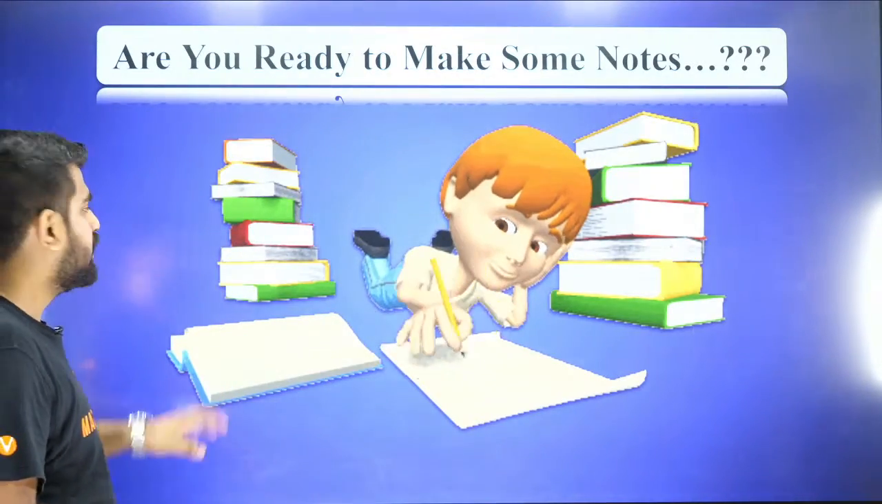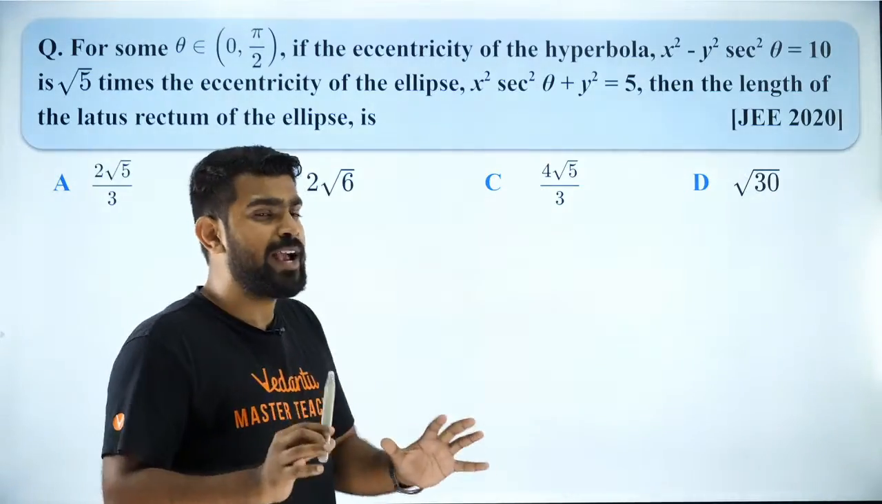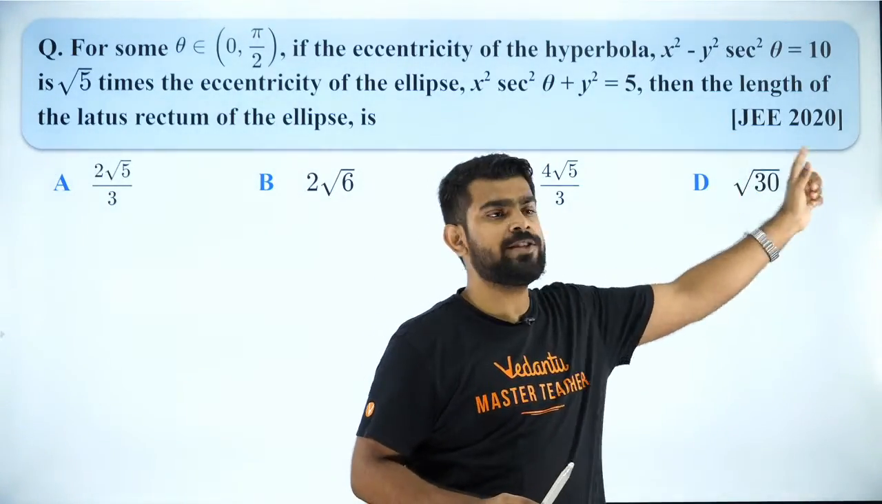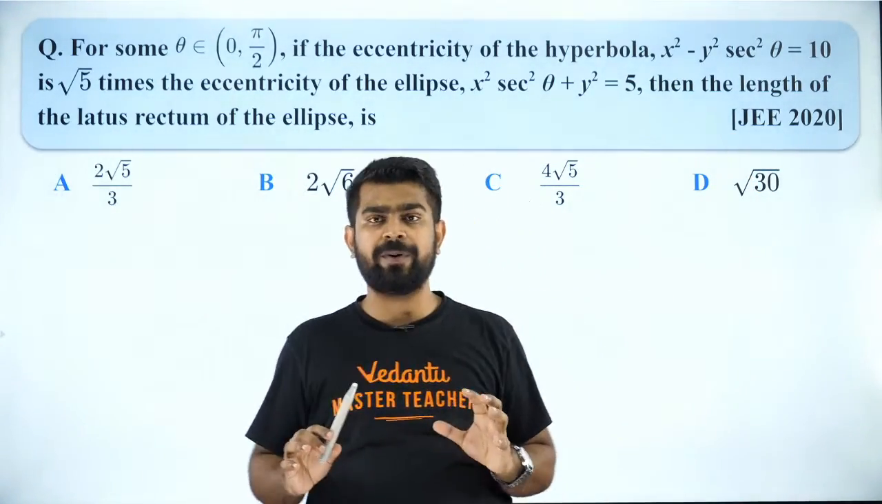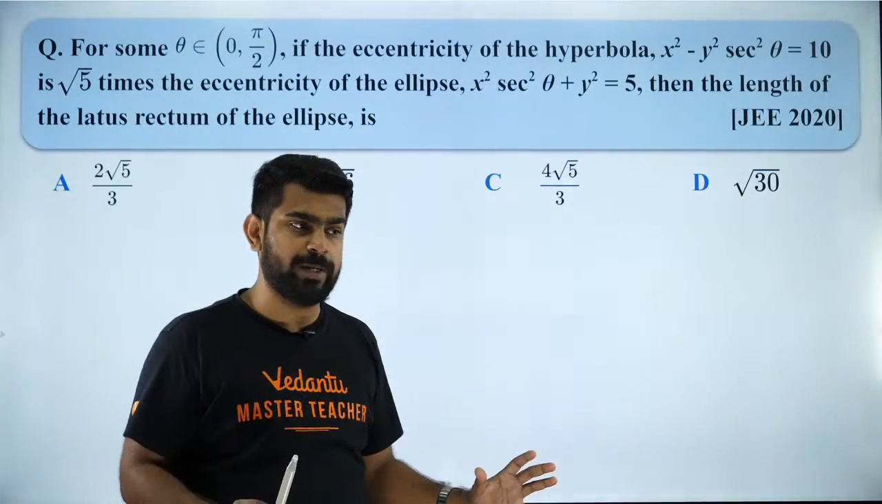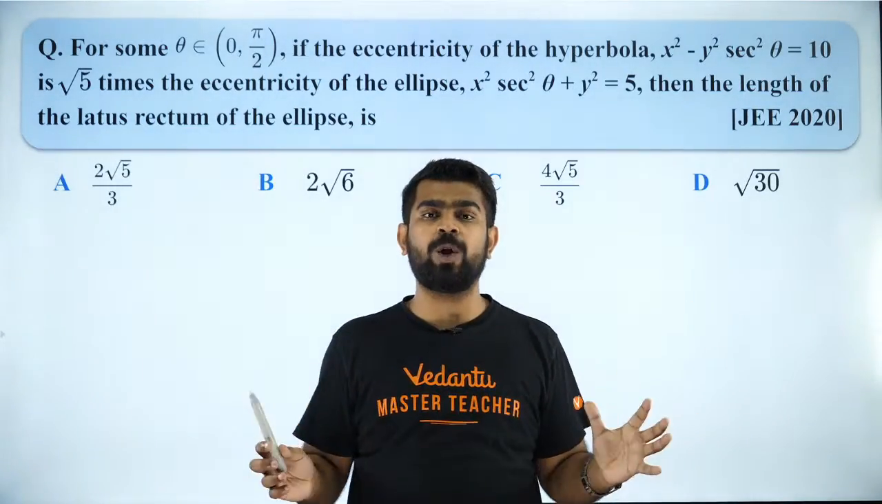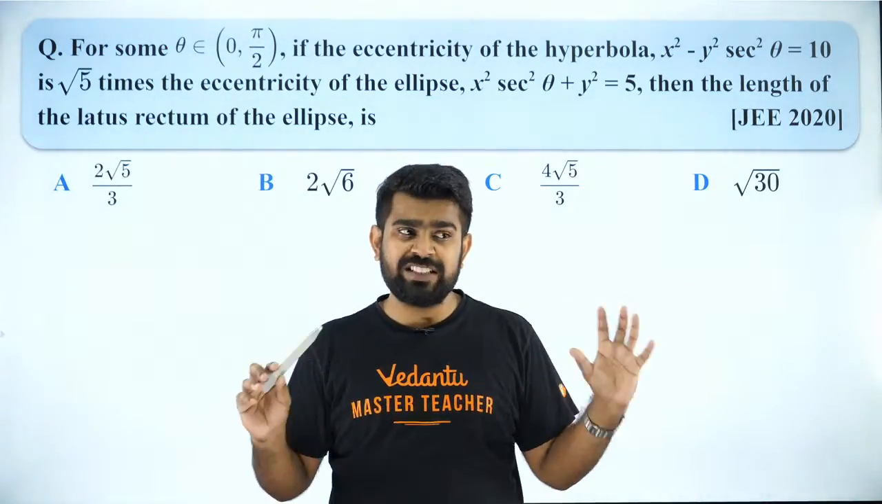So here we go. The first question for you guys right on your screen, and as you guys can see, it is from JEE Mains 2020. Very recent year paper, last year, and I'm going to teach you how to solve it. So it covers the basics of ellipse and hyperbola, which are nothing but conic sections.